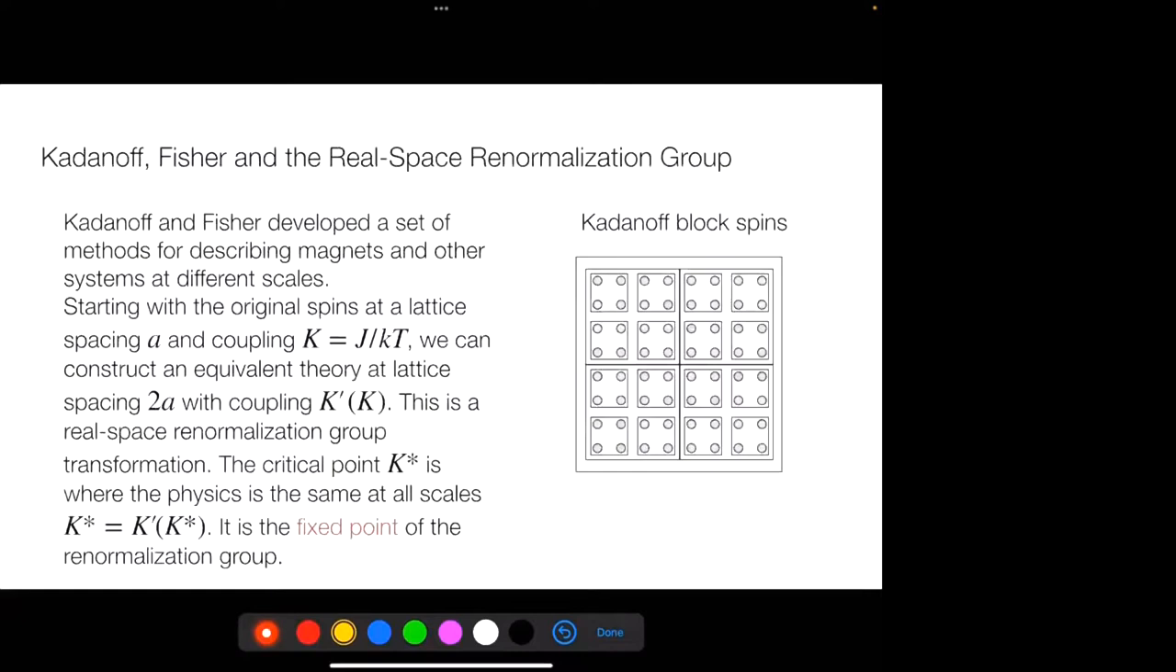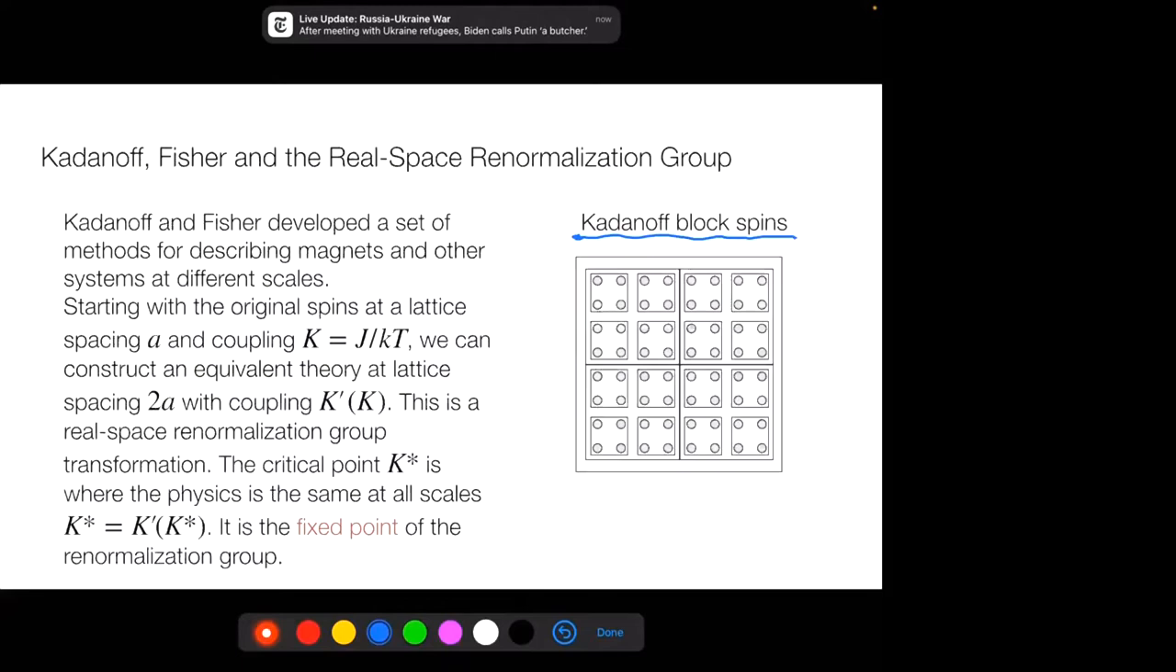Now, Kadanoff and Fisher went on, and one of the things they are best known for, although they both are known for many, many achievements in physics, is that they developed a set of methods for describing these magnets and systems at different scales. And the whole picture is captured in what we call Kadanoff block spins. And the idea is that you have, say, a two-dimensional lattice. And so the little colored circles are the spins. And you say, well, okay, suppose I want to zoom out instead of zooming in and looking at the microscopic physics of each individual spin. I zoom out a little and I look at the average spin over a block of four. And I say, well, okay, that also can be regarded as a spin.